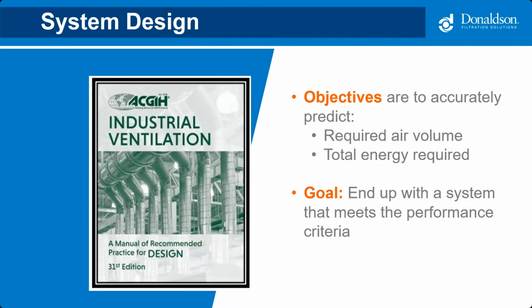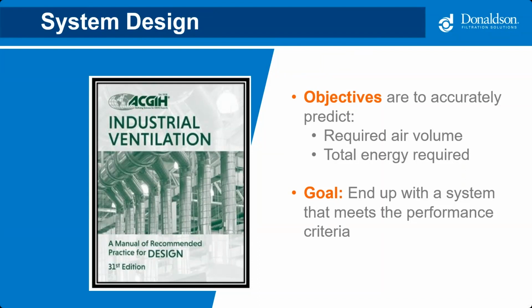The publication shown here is the Industrial Ventilation Guide, which is an indispensable resource for proper system design. The vent manual is written by the American Conference of Governmental Industrial Hygienists, or the ACGIH, which is a nonprofit scientific organization that advances occupational and environmental health.